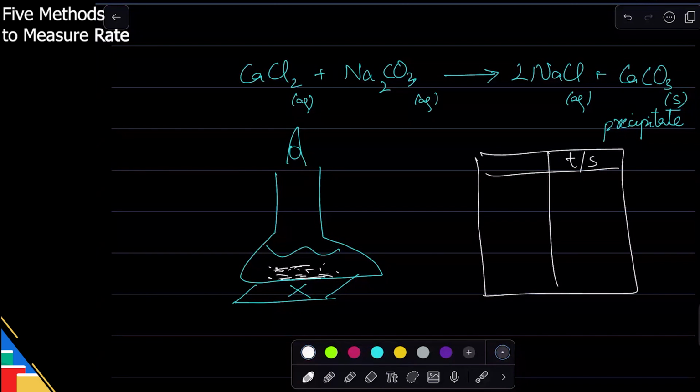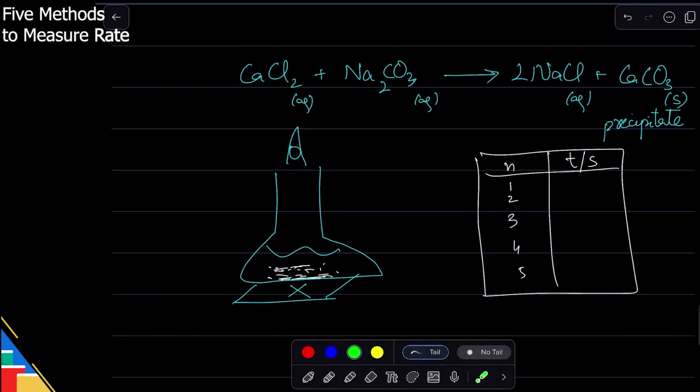We don't do it in O levels. We usually do it in IB, but not O levels or IGCSE. But you can be like, okay, I do this reaction 5 times. I measure the time taken for this cross to go away, that I'm not able to see it when I look at it from the top.